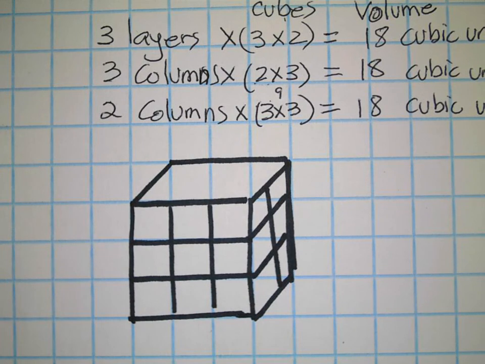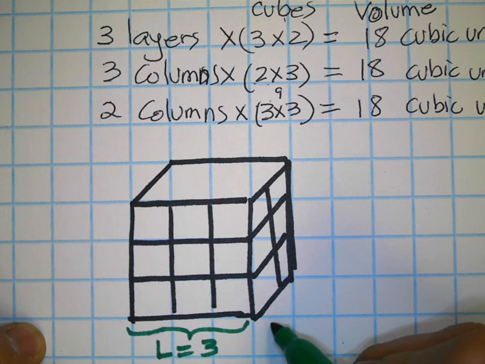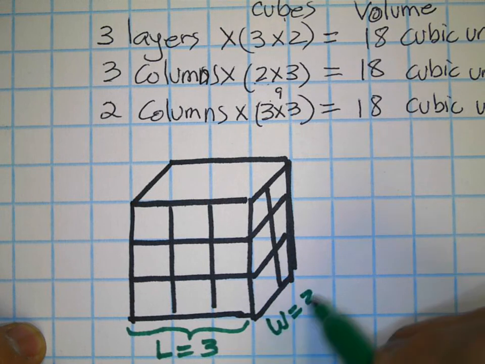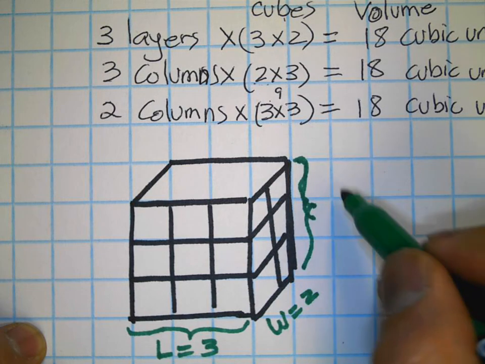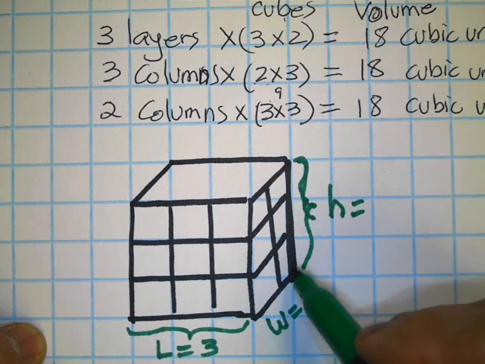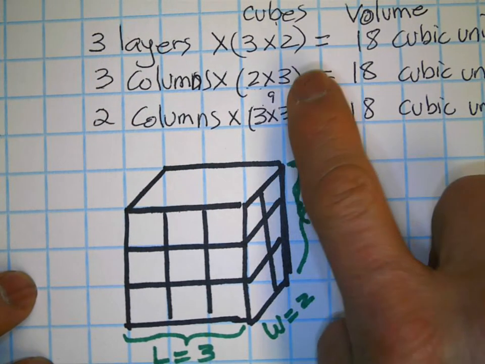And remember, don't forget, always label these things and know that this is the length equals 3, the width equals 2, and the height equals 3. And those are all the numbers that we have here.